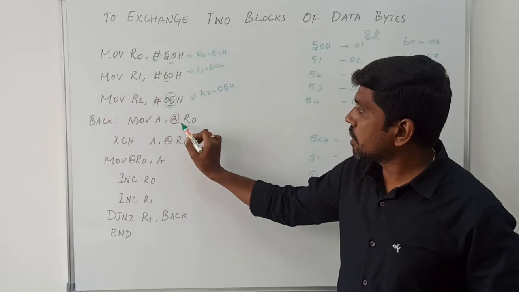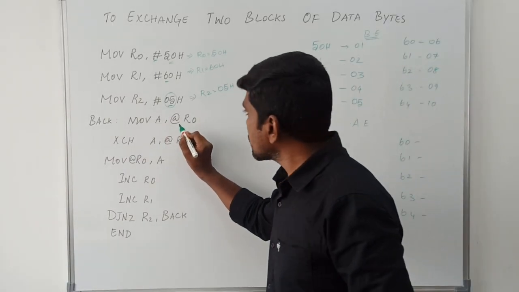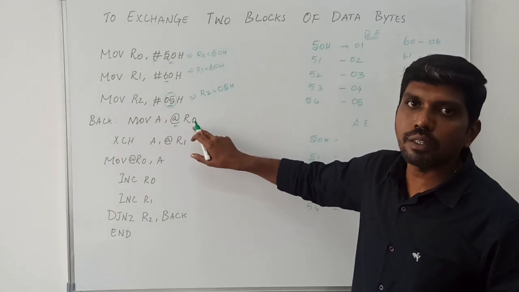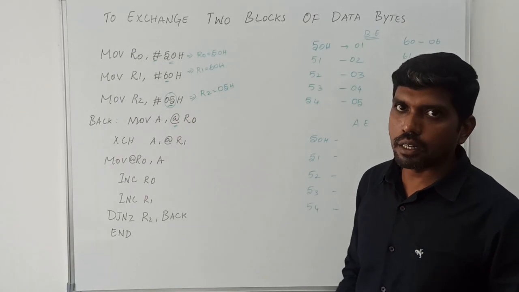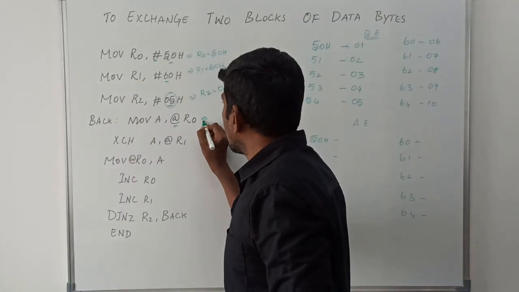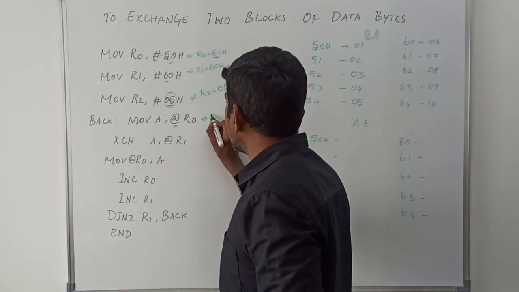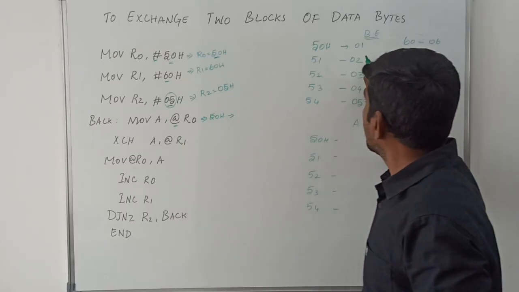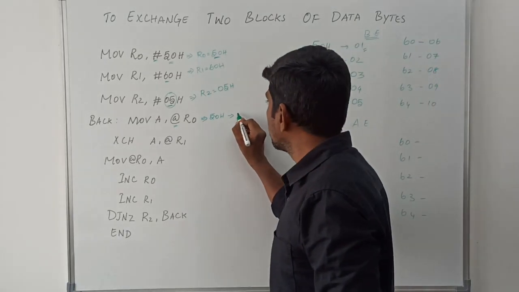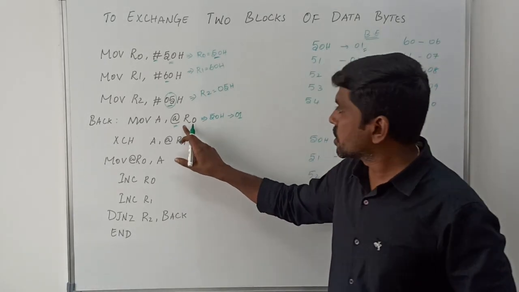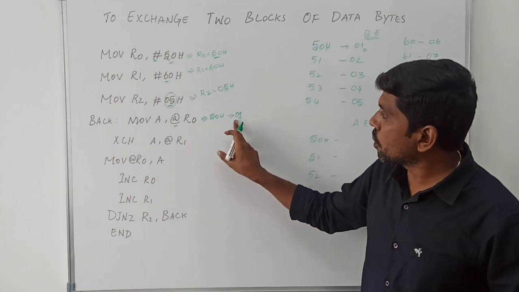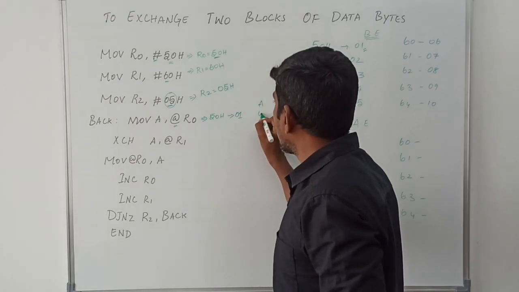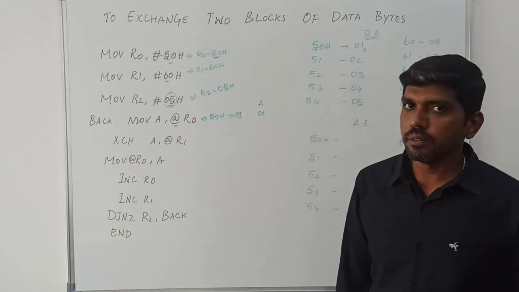Then MOV A, @R0. So this @ represents address. Whatever data is present in R0, this data is considered as an address location. Now the R0 value is 50H. So this 50H holds the data 01. After execution of this instruction, this 01 is transferred to the accumulator. Now the accumulator value is 01.